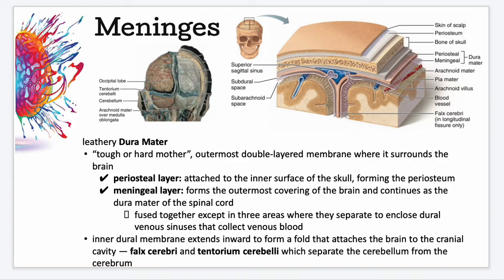So, there are three connective tissue membranes covering and protecting the CNS structures. The outermost layer is the leathery dura mater. It means tough or hard matter. It's a double-layered membrane that surrounds the brain. One of its layers is attached to the inner surface of the skull, forming the periosteum. The other, called the meningeal layer, forms the outermost covering of the brain and continues as the dura mater of the spinal cord. The dural layers are fused together except in three areas where they separate to enclose dural venous sinuses that collect venous blood.